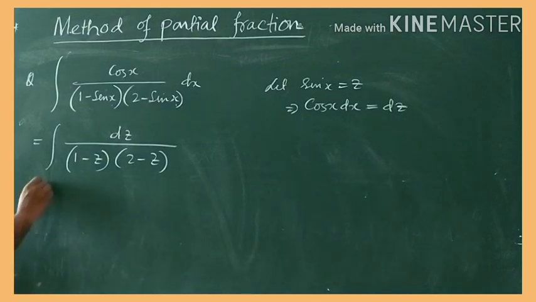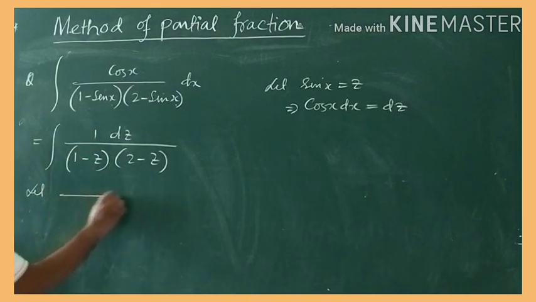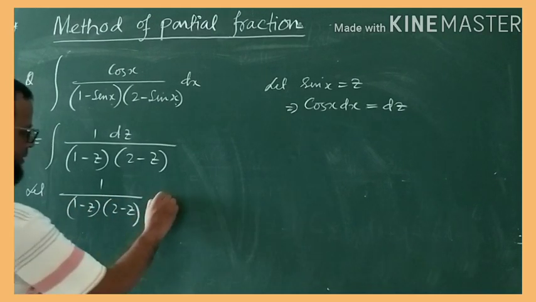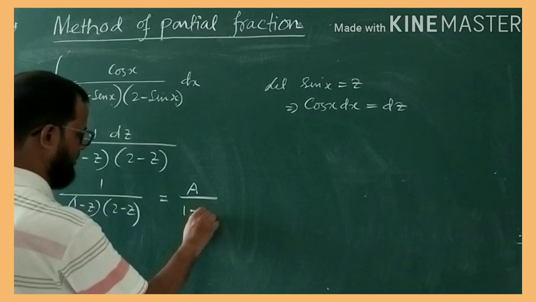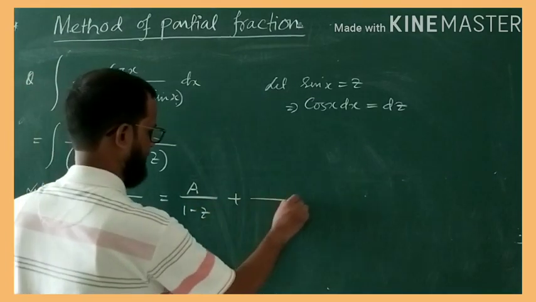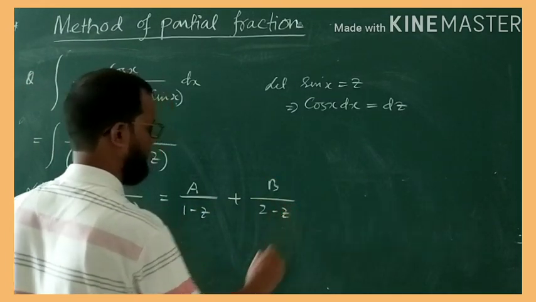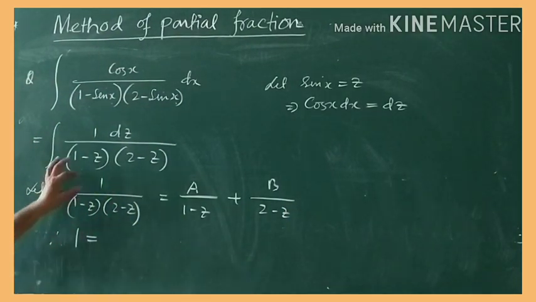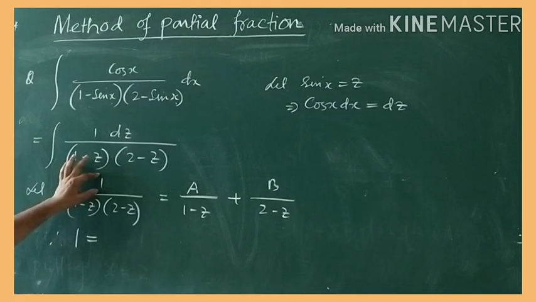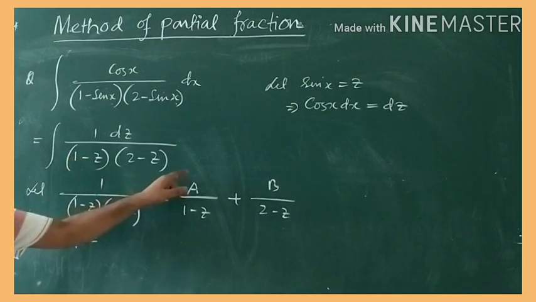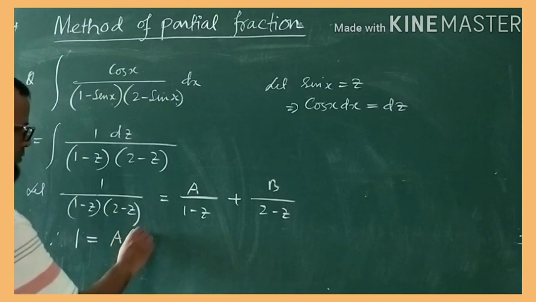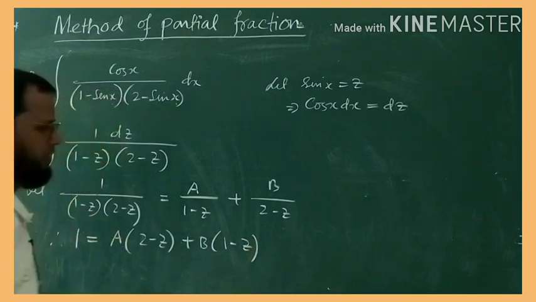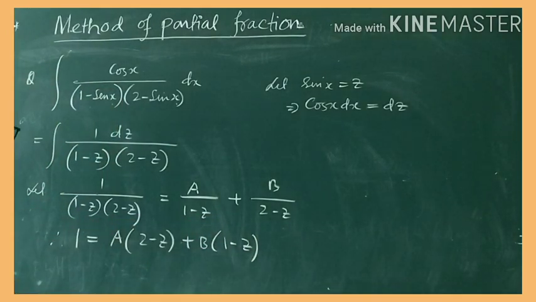So what will we do? Here 1 is there, so you can take 1 by (1 minus z)(2 minus z) equal to, by the method of partial fractions, a by 1 minus z plus b by 2 minus z. Okay, so after taking LCM, what will be in the numerator? 1 is the term, and on this side the numerator will be a into 2 minus z plus b into 1 minus z after taking LCM. After taking LCM, the denominator will cancel.